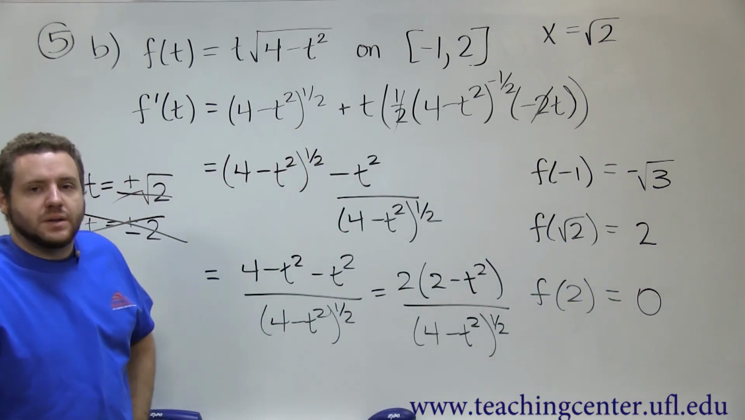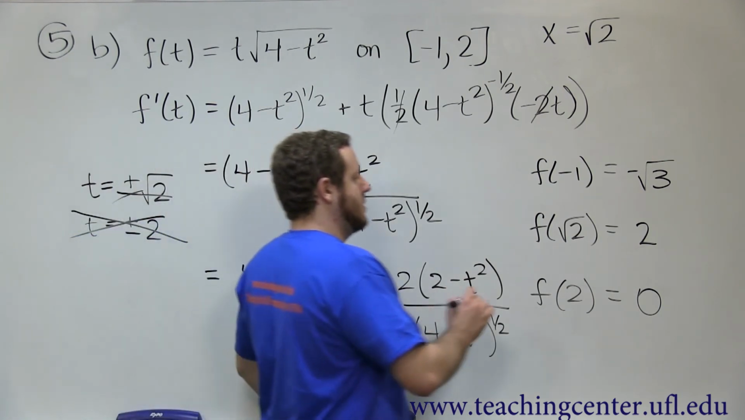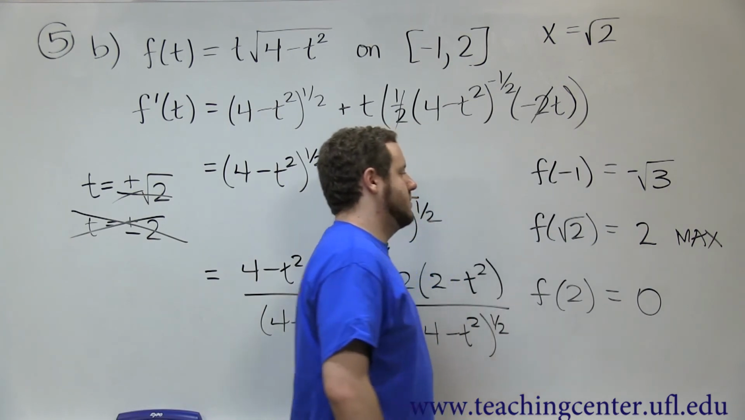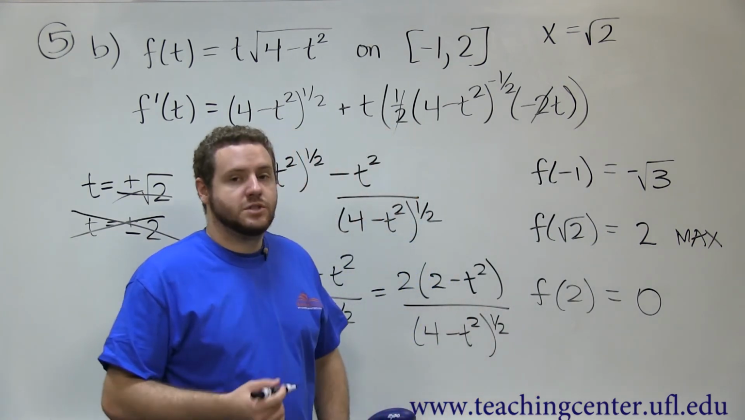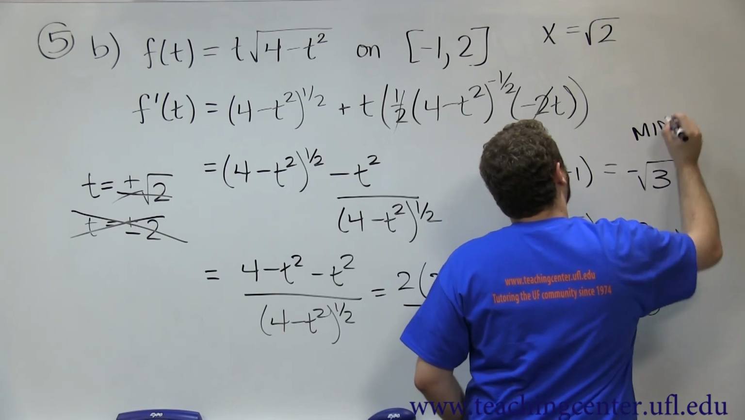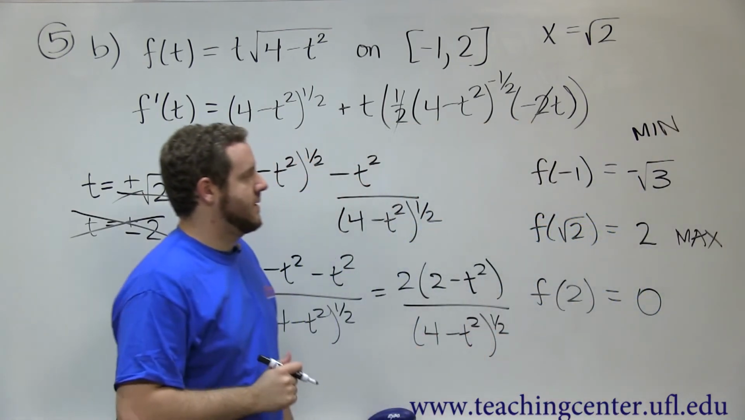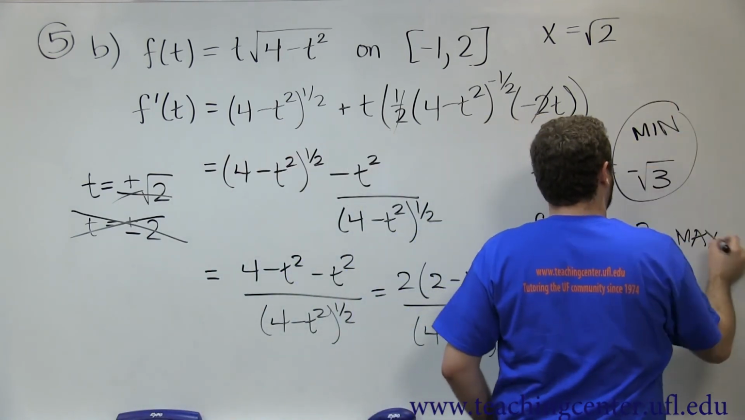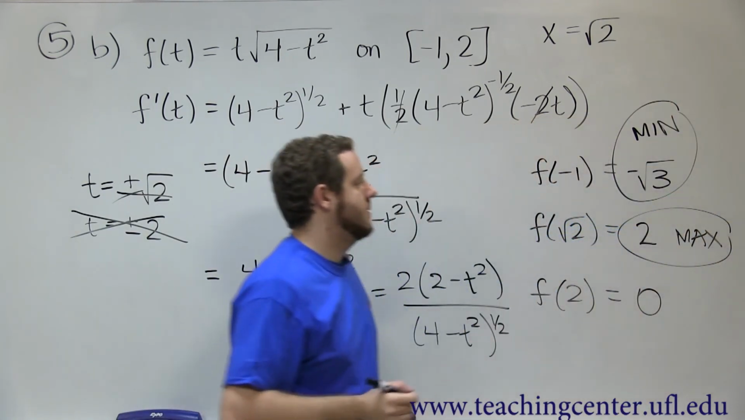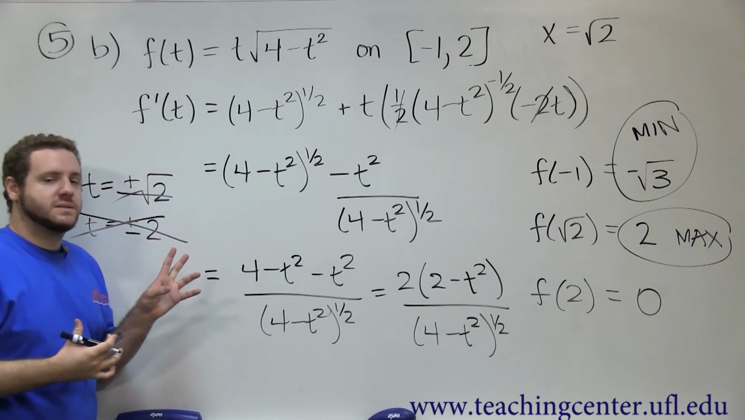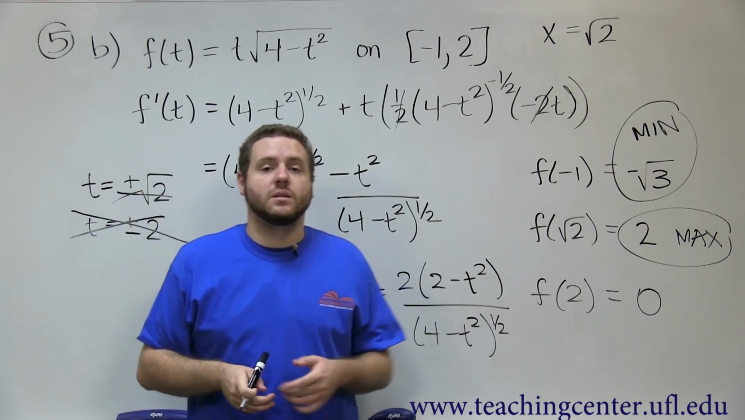So that one's pretty clear then. What's the max and min? Our max is f of square root of 2 equals 2. So 2 is our max value, and negative root 3 is our min value. Same process as before, but this time we got a lot of critical numbers that we didn't use because they weren't in the middle of our interval.